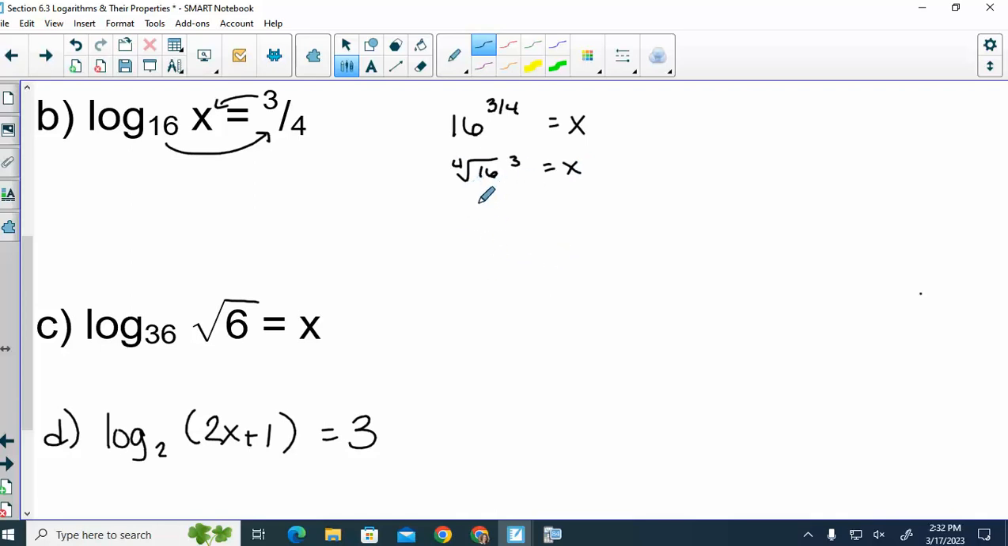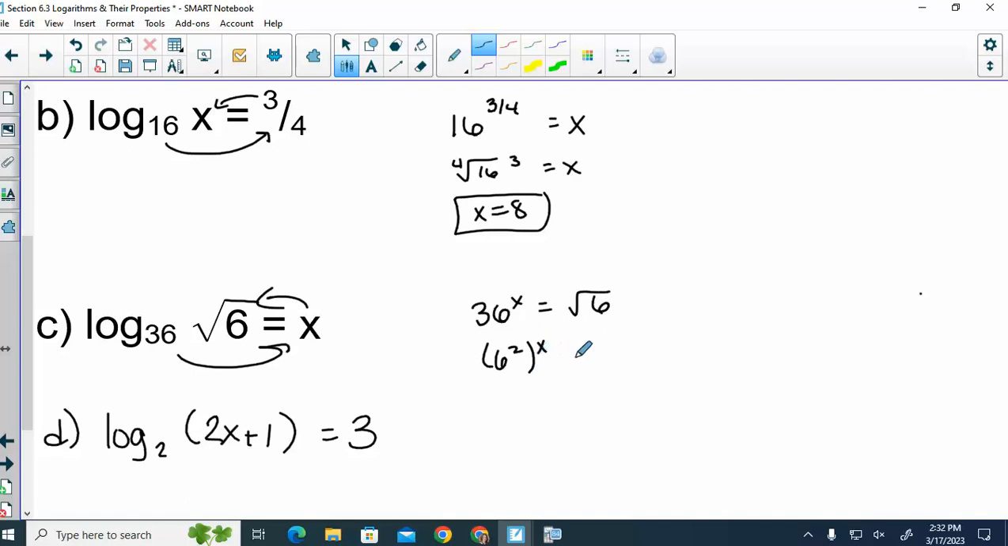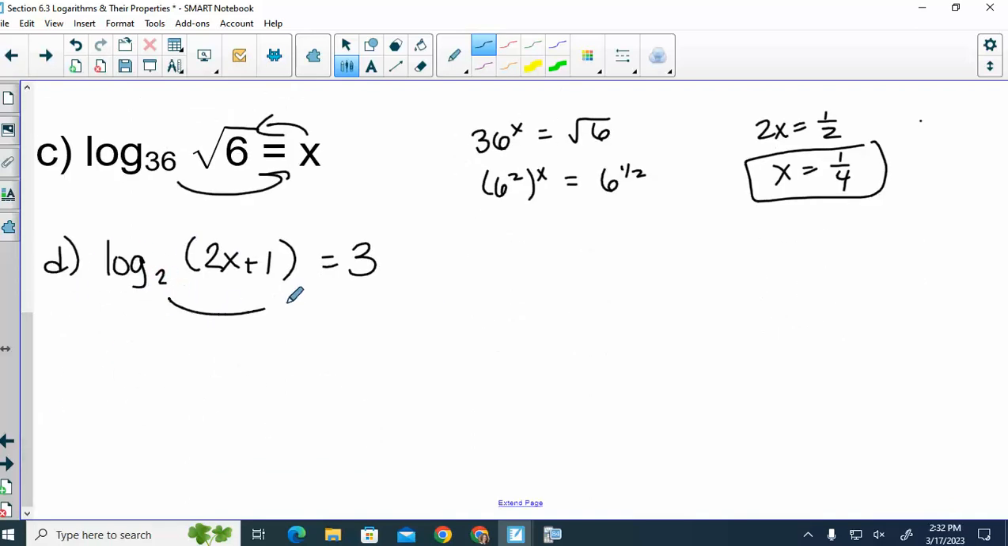Okay, so 4 to the third is 16, 2 to the third is 8. You guys get that? Alright, this says 36 to the x power equals the square root of 6. So my common base would be 6. 36 is 6 squared. The square root of 6 is 6 to the 1/2. So you have 2x equals 1/2. So x is 1/4. And last one, 2 to the third power equals 2x plus 1. That would be 8, subtract your 1 over, so we get 7/2.